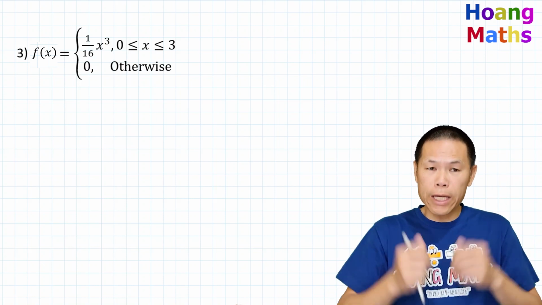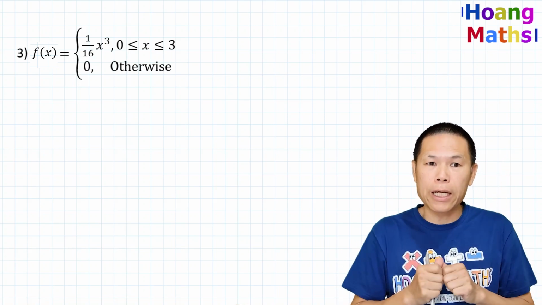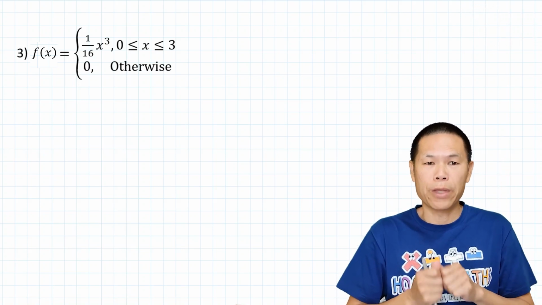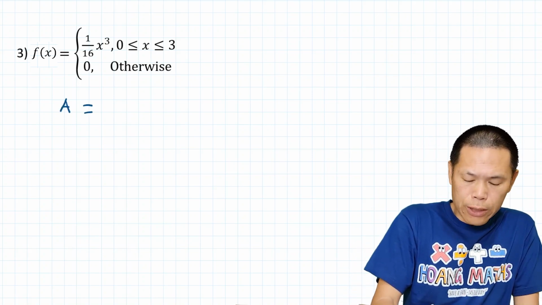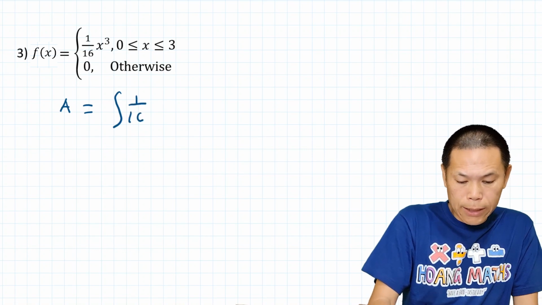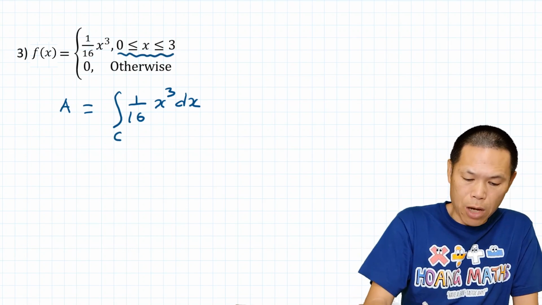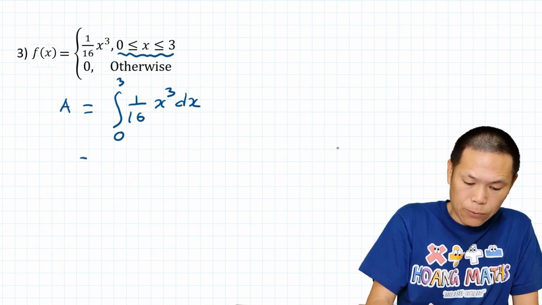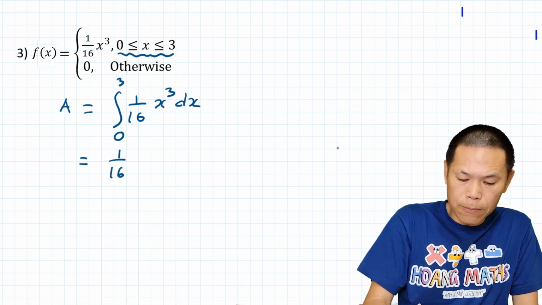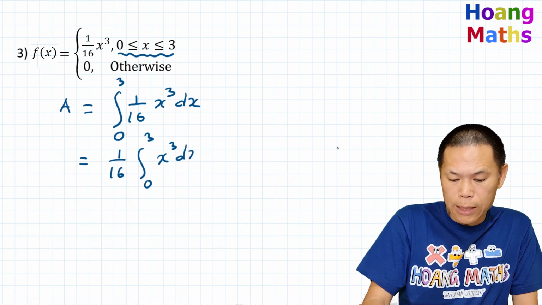So to work out whether it is a continuous probability distribution or not, we need to find the area under the curve from 0 to 3. Now, let's get into it. So area is equal to the integral of 1 over 16 x to the power 3 dx from 0 to 3, within this domain here, okay? Keep that in mind. So what I do, I just take 1 over 16 out. So 1 over 16 integrate 0 to 3 x to the power 3 dx.